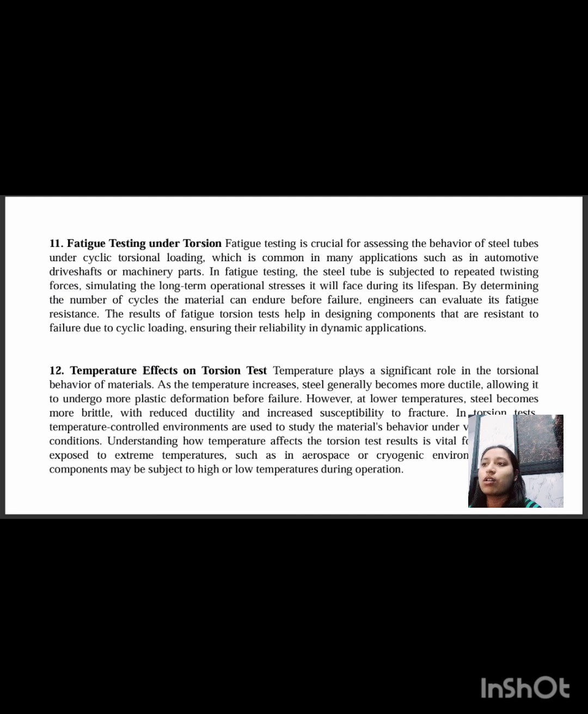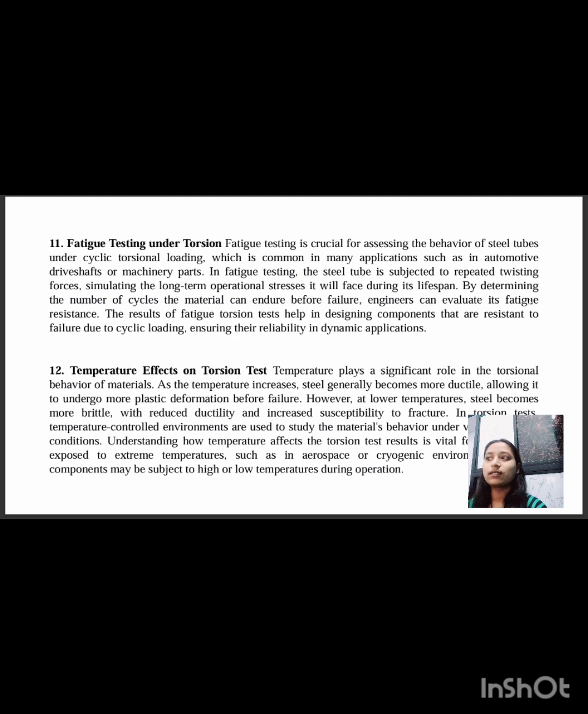Temperature effect on torsion test. Temperature plays a significant role in the torsion behavior of materials. As the temperature increases, steel generally becomes more ductile, allowing it to undergo more plastic deformation before failure. However, at lower temperatures, steel becomes more brittle, which reduces ductility and increases the susceptibility to fracture.